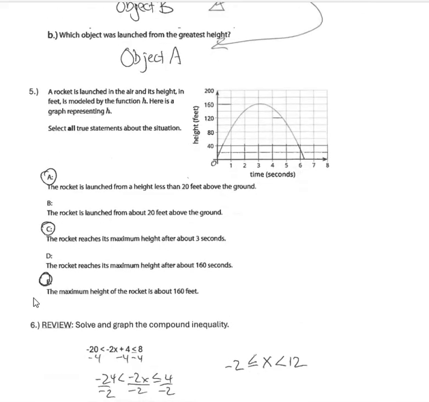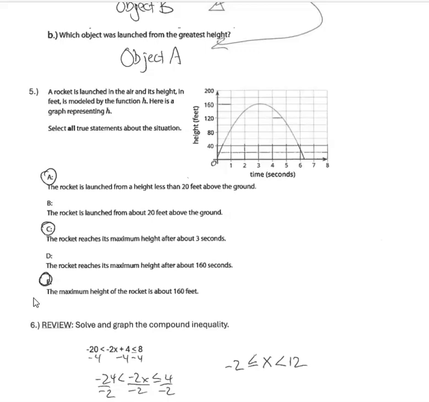Number 5, a rocket is launched in the air in feet, is modeled by the function h. Here is a graph representing h. Select all that makes sense. A, the rocket is launched from a height less than 20 feet above the ground. So when we're looking at this, it does look like it's less than 20 feet above the ground. The rocket is launched from about 20 feet. Nah, that does not look like 20 feet.